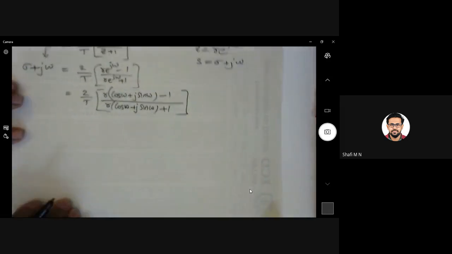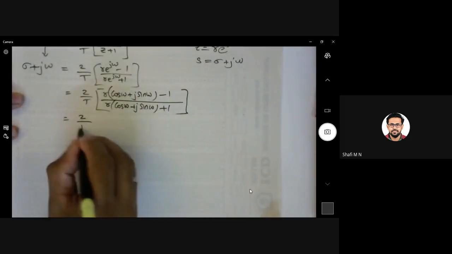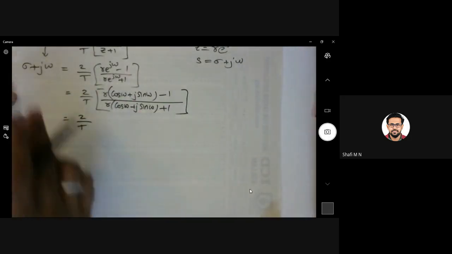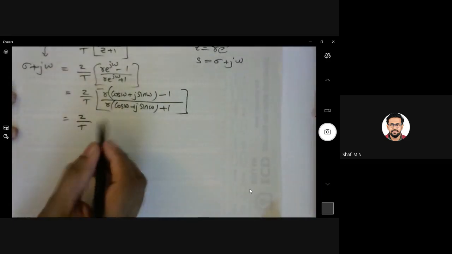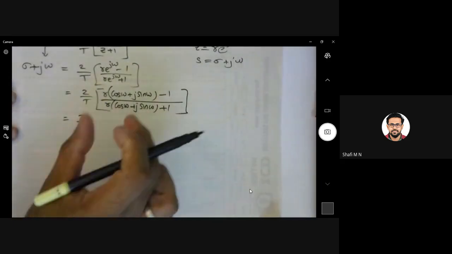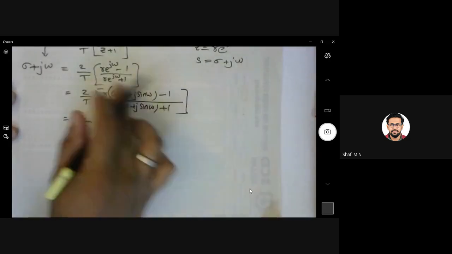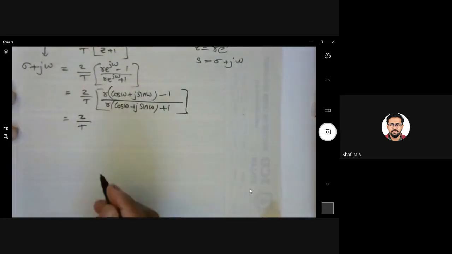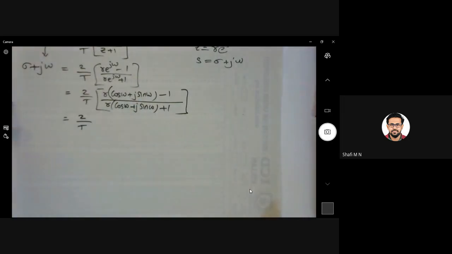Now you can open this bracket. So this will be 2 by T. I'm keeping LHS as such. You have to compare the LHS and RHS. So what my ultimate objective is, I have to split this term as a real term plus j imaginary term. Real and imaginary I have to completely split from this complex expression, so that I can compare what is sigma and what is omega. There is one big mistake we have done over here.